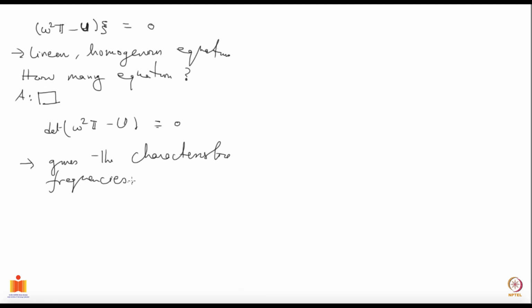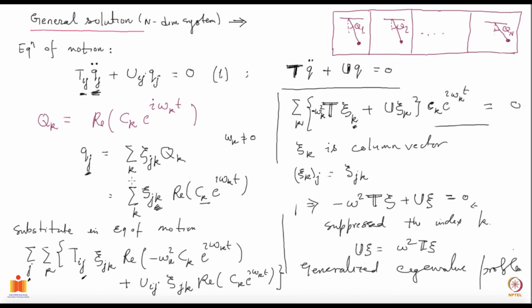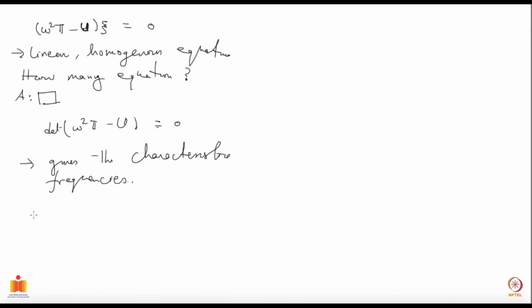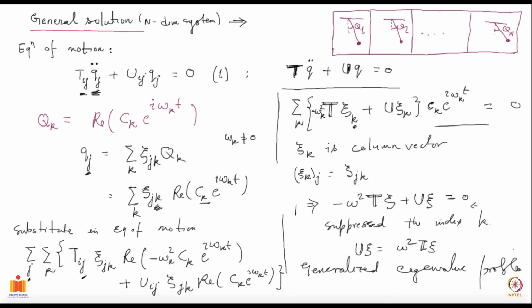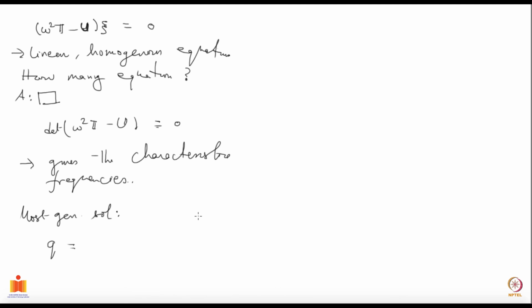Now let's say I want to write down the most general solution to our problem where the frequencies are non-zero. Then it would be just these q_j's. So your most general solution is, let me write it in matrix notation. q is a column vector here. So you had q_j with xi_k, j k. Now this will become the column vector xi of j. So your most general solution is the following.